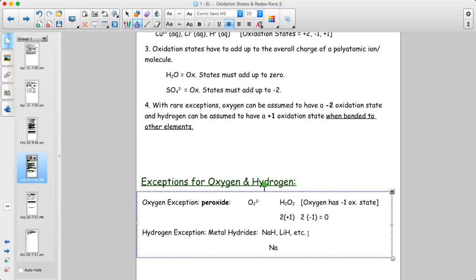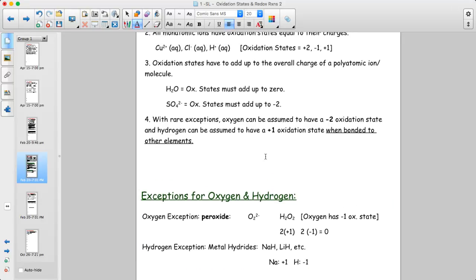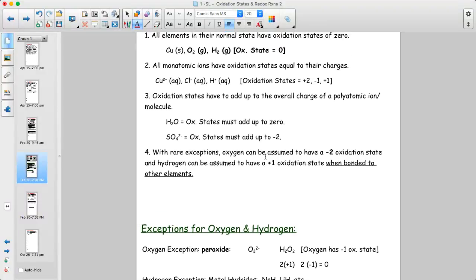Alkali metals always are going to be +1, because they're that first group, they have very low electronegativity. So if you have Na, which is +1, then the only way for this thing to add up to 0 is if hydrogen is -1. So in both of the exceptions for oxygen and hydrogen, they end up with a -1 oxidation state. But the exceptions aren't that important.